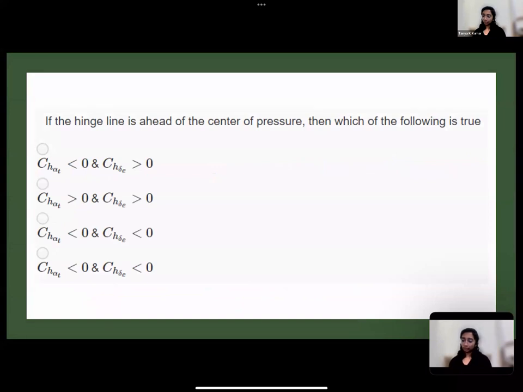Next, if the hinge line is ahead of the center of pressure, like we've always discussed, then which of the following is true? Very straightforward. Both the derivatives will be positive or negative or reverse. You would have answered this question at the beginning of this lecture. I think there's a mistake here where both options are the same. Yes, C and D are the same option. Both are negative.